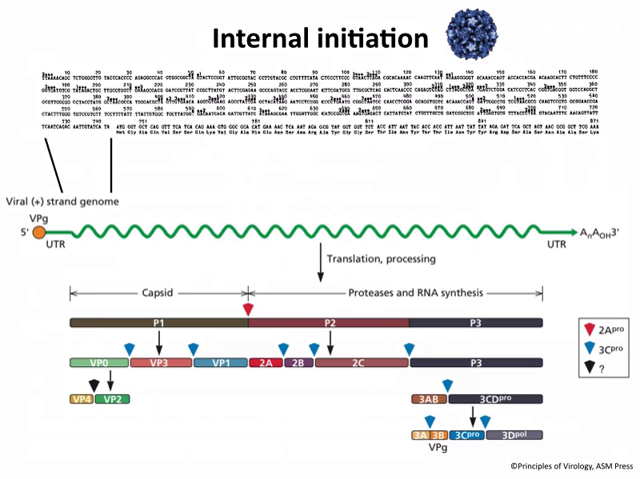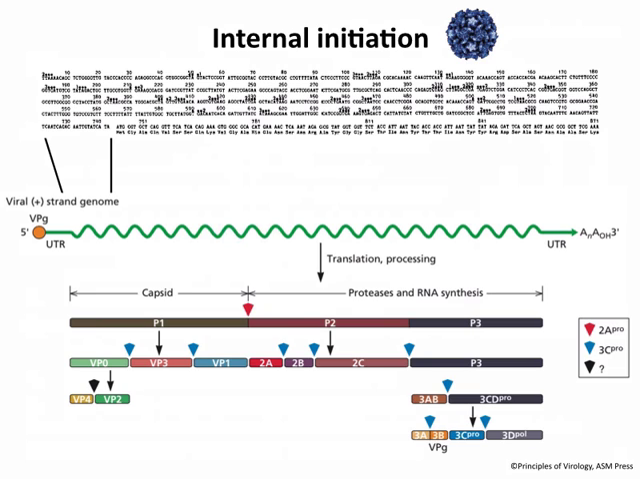So the ribosomes do not bind to the 5' end. There's no cap. They actually bind internally in this sequence, which I'll show you in a minute. So the 5' untranslated region of this family of viruses is quite long. It's 700 to 800 bases or so. And it has lots of AUG codons in it.